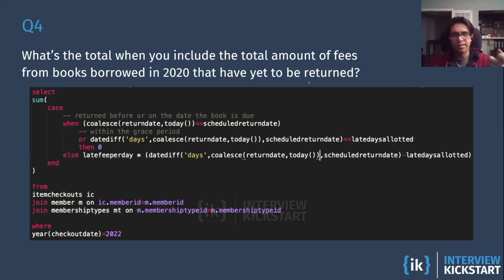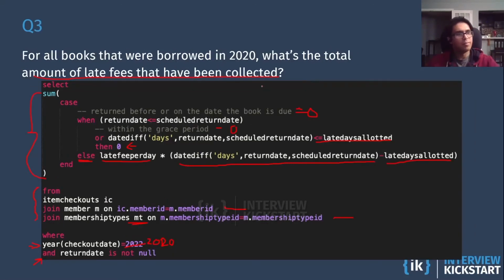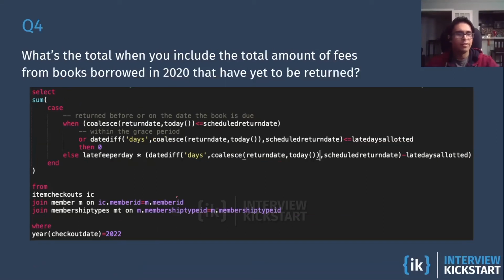So remember back in this query, we did this over here, right? Late fees that were collected because the return date is not null. So now it's saying, what about the books that are late, but they're still out there? One thing we know is that if we wanted to calculate the late fee, we need to know when it was returned because you're charged a late fee per day.